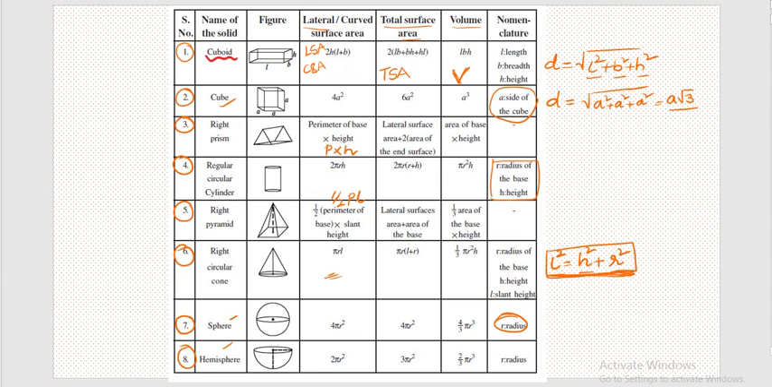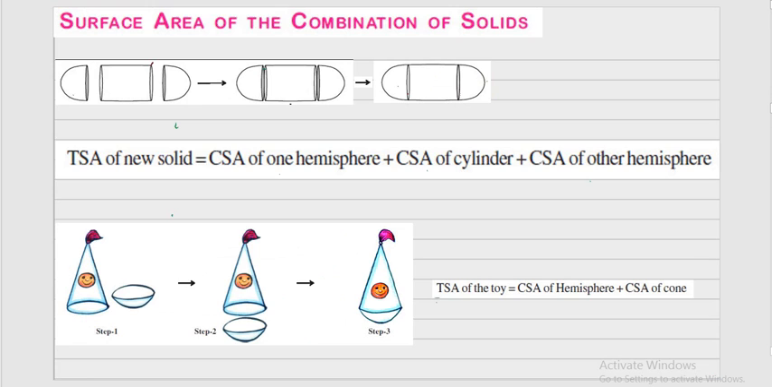Now in this video, let's begin the topic. The topic we are going to discuss is the surface area of a combination of solids. When you have a combination of solids, how do you find their surface areas? How to find the surface area of those solids, right?